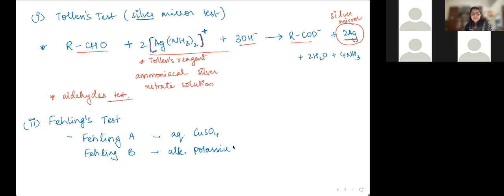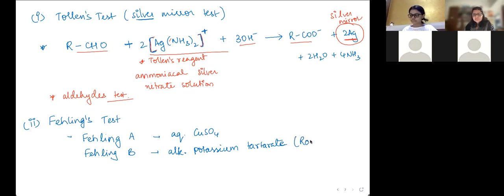Do you guys remember tartaric acid? No, ma'am. Yeah, so you prepare potassium tartrate from tartaric acid. Its common name is Rochelle's salt. Okay. So prepare these two solutions, then you mix A and B solutions in equal amounts just before the test.